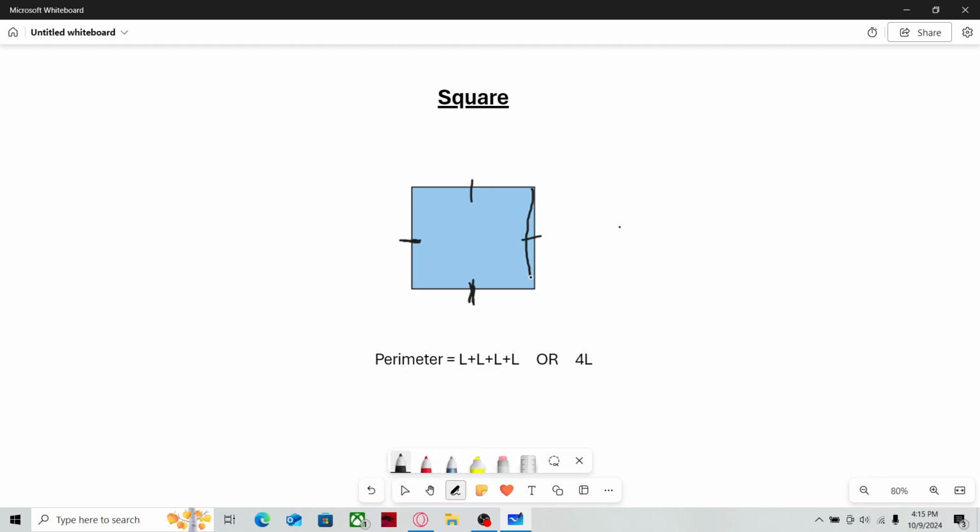See, since in a square all 4 sides are equal, even if you just know this, if this is 5 centimeters, this guy is also 5 centimeters, this is also 5 centimeters, and this is also 5 centimeters. Hence you can use this formula. So 4 times 5 will give you 20. So the perimeter of this figure is 20 centimeters. Right? So let's move on to the next figure.